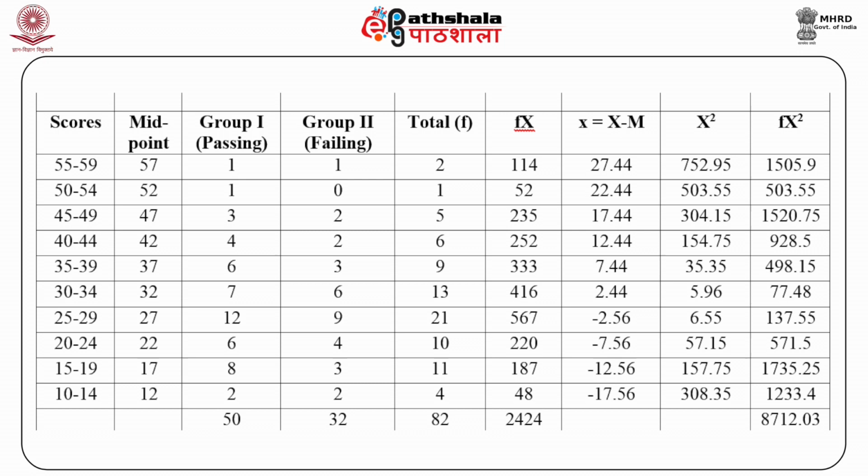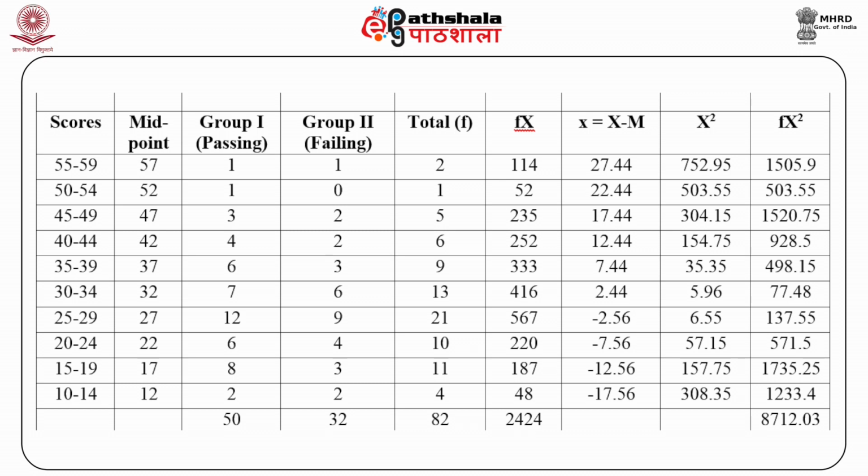The frequencies for group 1 are 1, 1, 3, 4, 6, 7, 12, 6, 8, 2, making the sum 50, and for group 2 the frequencies are 1, 0, 2, 2, 3, 6, 9, 4, 3, 2, making the sum 32. The total frequency F for group 1 and group 2 combined is 2, 1, 5, 6, 9, 13, 21, 10, 11 and 4, making the total 82.